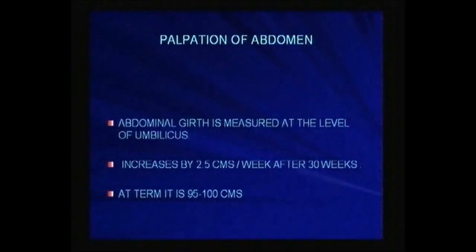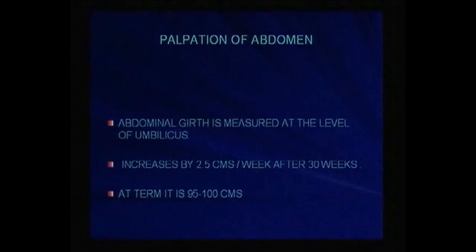Abdominal girth is measured at the level of the umbilicus. It increases by 2.5 centimeters per week after 30 weeks, and at term it should be around 95 to 100 centimeters. But obviously, if there is growth retardation or when the uterus is small, the girth is going to be less. If the uterus is over-distended, like in a multiple gestation or in hydramnios, then this girth is going to be more. But as a part of the routine obstetrical examination, this should be taken.